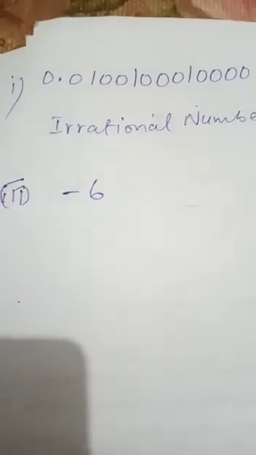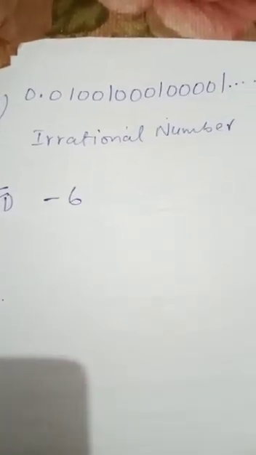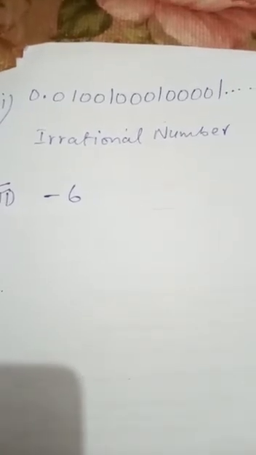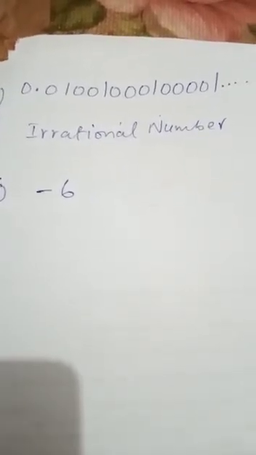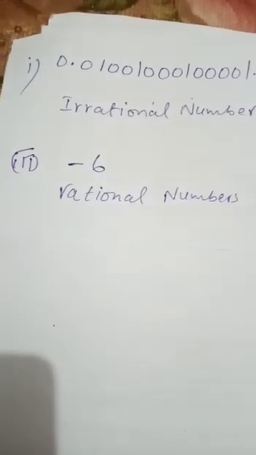Now another question I have, -6. Now dear students, a rational number is a number that can be written in p by q form, where p and q are integers, but q is not equal to 0. It can be written as a fraction in which both the numerator and denominator are integers. The rational numbers are either of the form of terminating decimal or of the form of non-terminating recurring decimal. So it is an integer and it is a rational number.